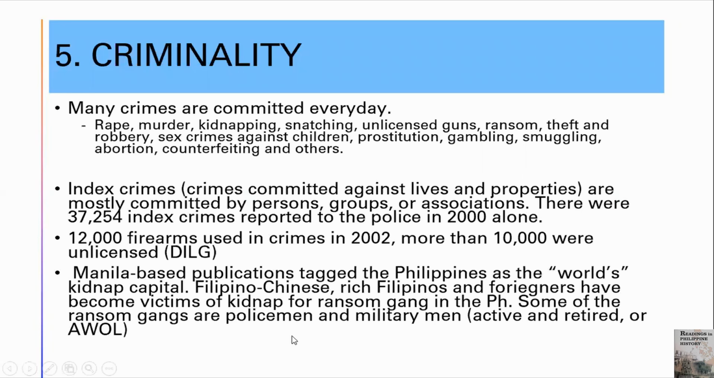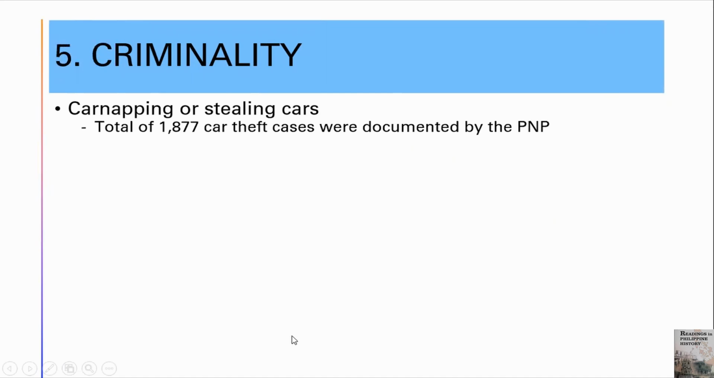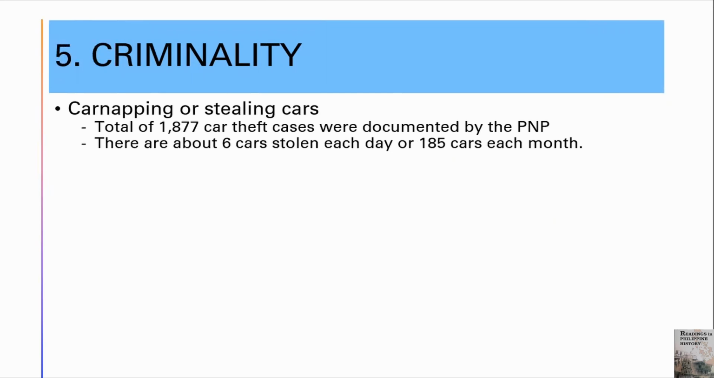Car napping, or stealing cars. A total of 1,877 car theft cases were documented by the Philippine National Police. So there are about 6 cars stolen each day, or 185 cars each month.